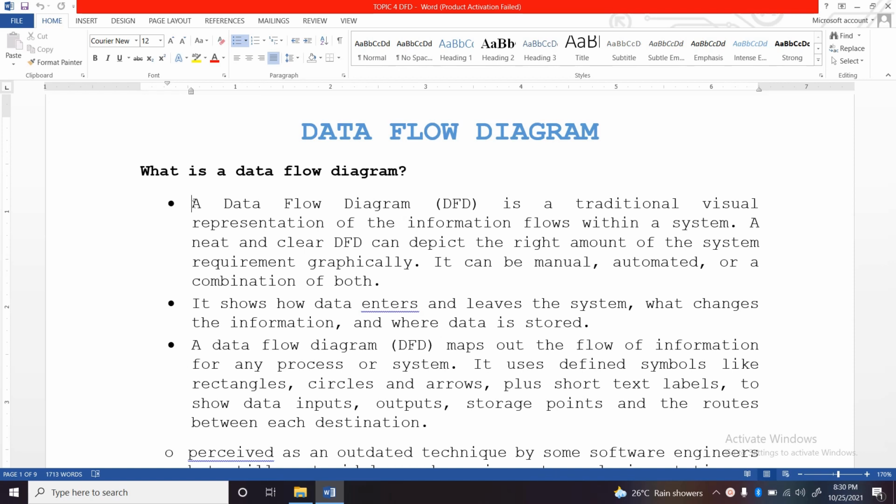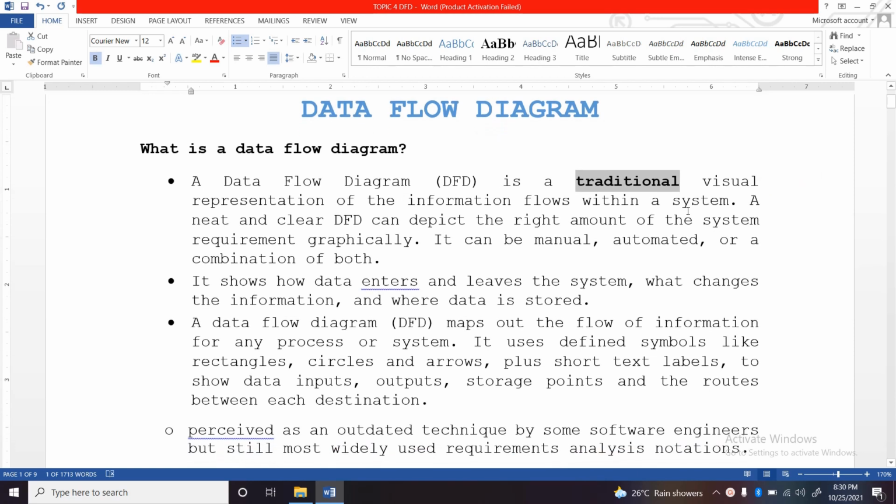Okay, so there is a particular word here that we need to emphasize. We have the word traditional. Why is it that the data flow diagram is a traditional visual representation? Because the data flow diagram was perceived as an outdated technique by some software engineers, but it is still one of the most widely used requirements analysis notations.